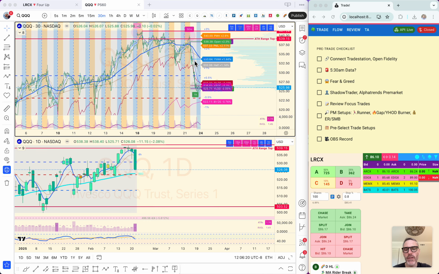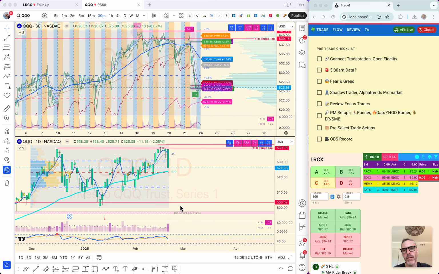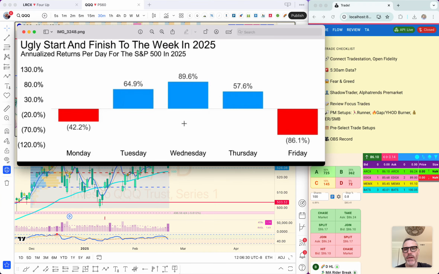This was such a big deal. And even now, actually, one other thing I'm going to add that I thought was really interesting is that another community I'm in shared this image, which was "ugly start and finish to the week in 2025." So annualized returns per day for the S&P 500 in 2025: generally down 42.2% on Mondays, 86.1% on Fridays, and generally up on Tuesdays, Wednesdays, and Thursdays.